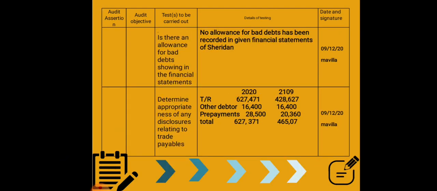Next, is there an allowance for bad debts showing in financial statements? No allowance for bad debts has been recorded in the given financial statements of Sheridan. And last, determine appropriateness of any disclosures relating to trade receivables. For 2020, the trade receivables is 627,471, other debtor 16,400, prepayments 28,500, with a total of 627,371 pesos, same calculation for 2019.